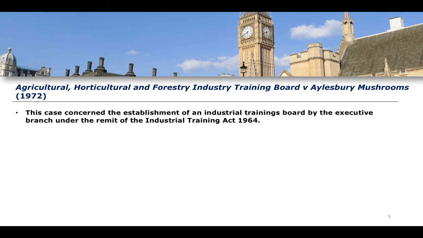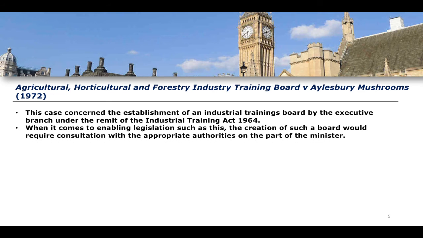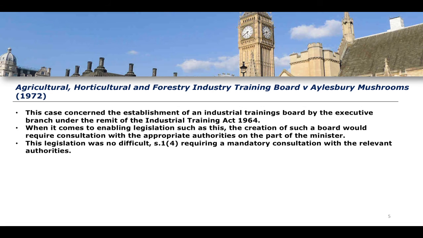And there are obviously different ways in which this ought to be done. There were procedures that had to be followed. When it comes to enabling legislation such as this, the creation of such a board would require consultation with the appropriate authorities on the part of the minister in question. So the minister that is authorized to create these training boards, potentially the agriculture minister or some other minister of state, would have to consult the appropriate authorities, the appropriate experts essentially, before creating such a board. This legislation was no different.